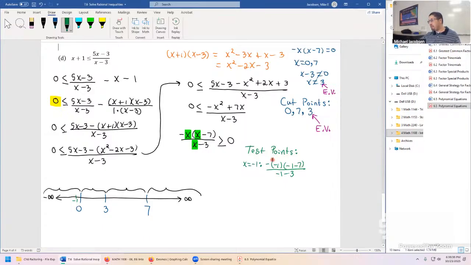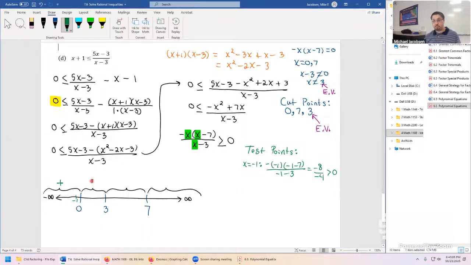The double negatives right by the red dot cancel to make a +1. So this is just 1 times -8. The denominator, -1 minus 3, gives us a -4. So this is a negative dividing into a negative. The whole result is positive on that region. So we get positive here, and now we just check the next region.